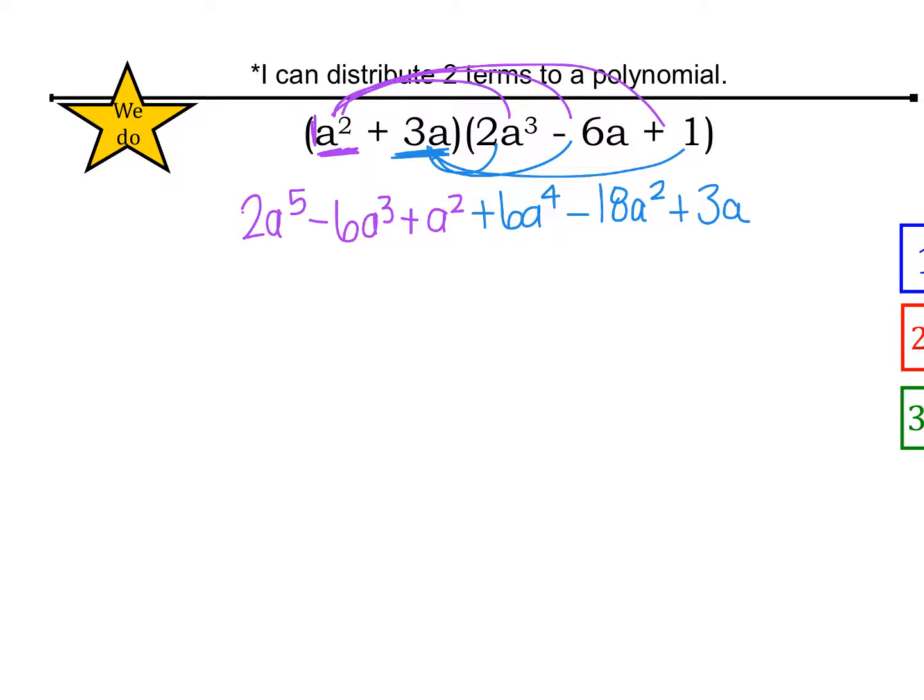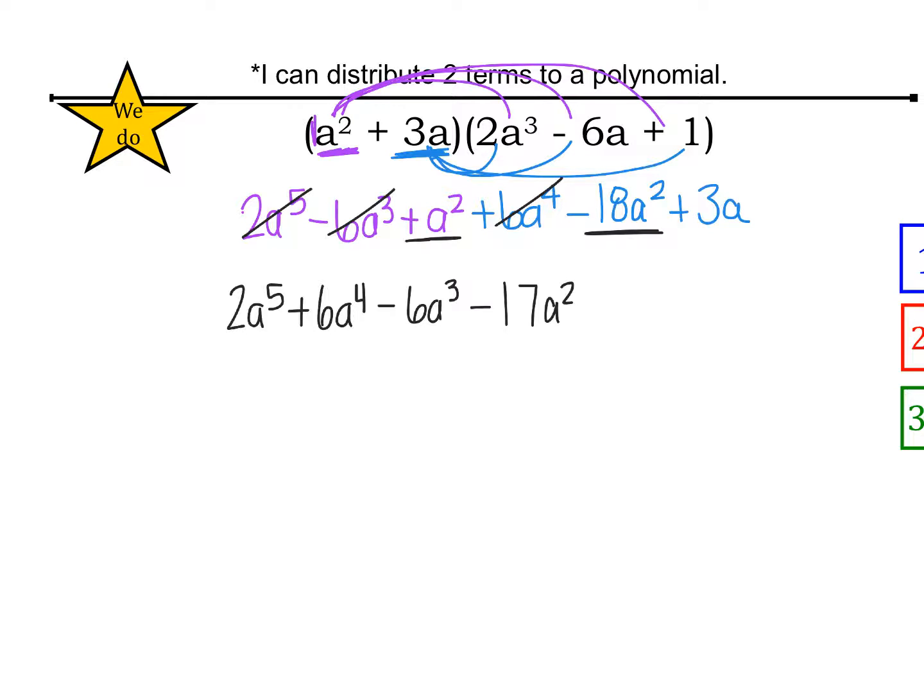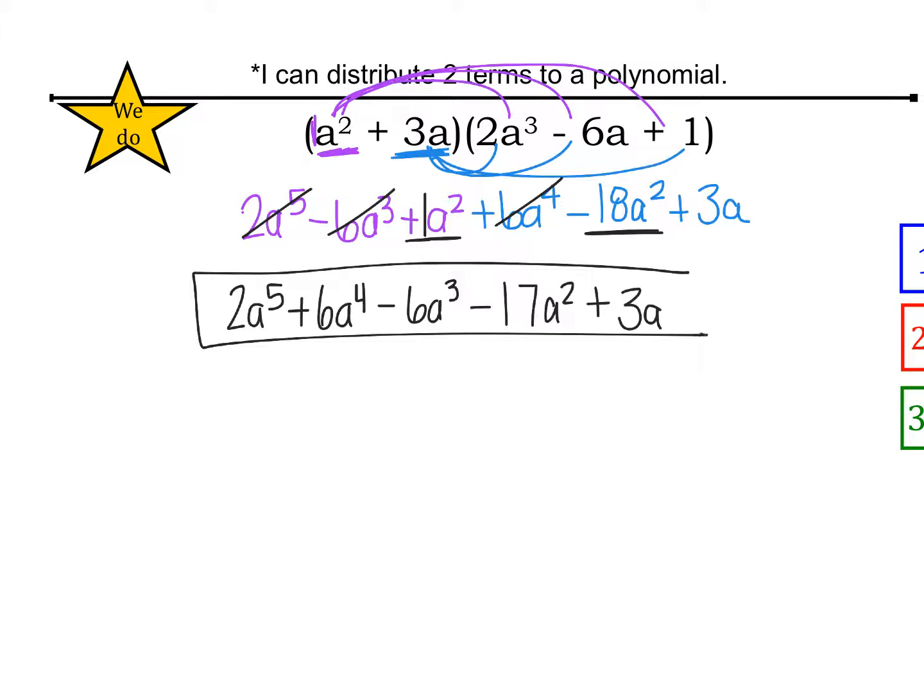And then I'm going to combine my like terms in standard form. So I don't have any other a to the fifths. I have an a to the fourth, but I don't have any to combine with. And then I have an a to the third, but I don't have any a to the thirds to combine with. I do have an a to the second minus 18a to the second, so that gives me negative 17a to the second, because a positive 1 minus 18 is negative 17. And then I have my plus 3a on the end.